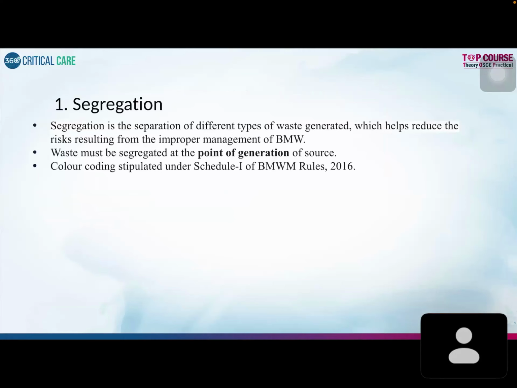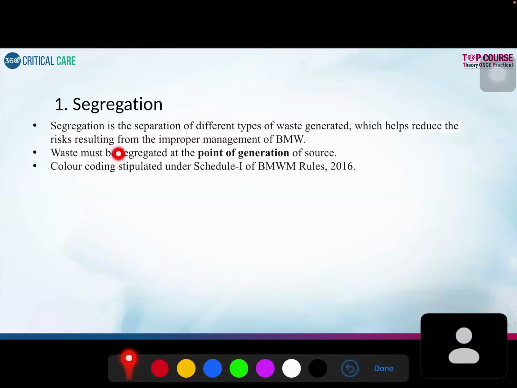Okay. So segregation, you should be knowing this. You do it on a daily basis. Segregation of waste into its specific category should always be done at the point of generation. So it should be done at the source. The moment you are discarding something, you have to throw it in a particular category. And that category is given in a color coding system, which is stipulated in Schedule 1 of the BMWM rules. So these categories I will come to in the further slides.